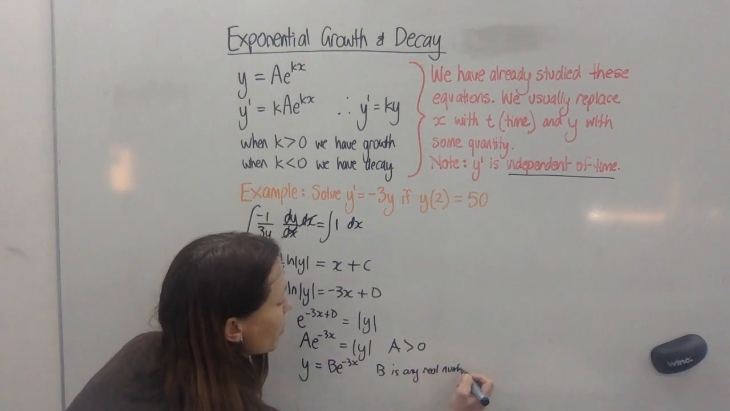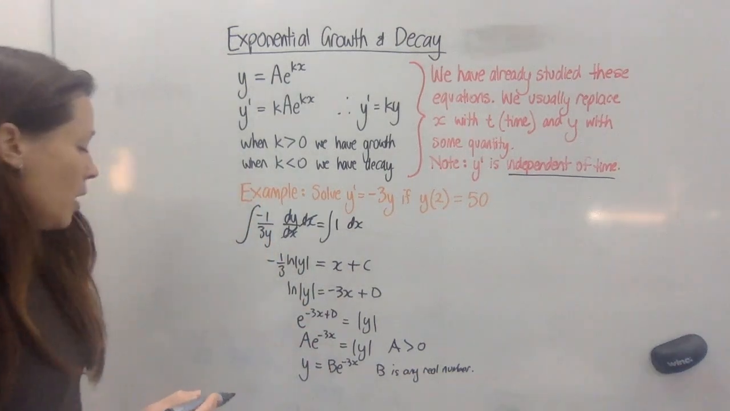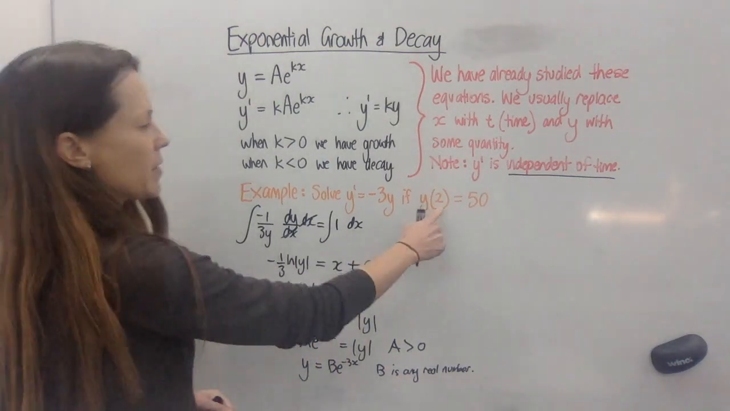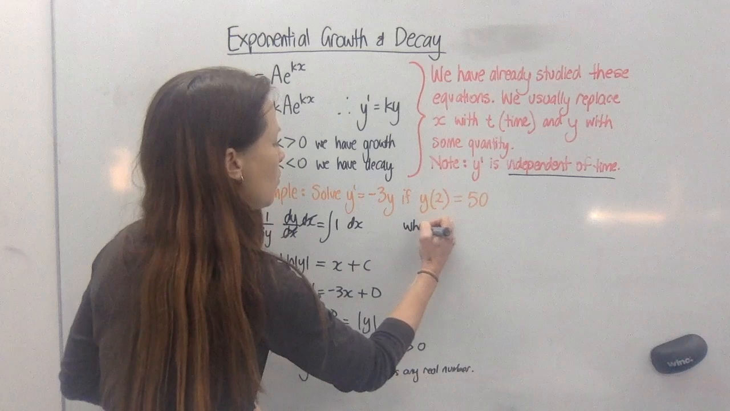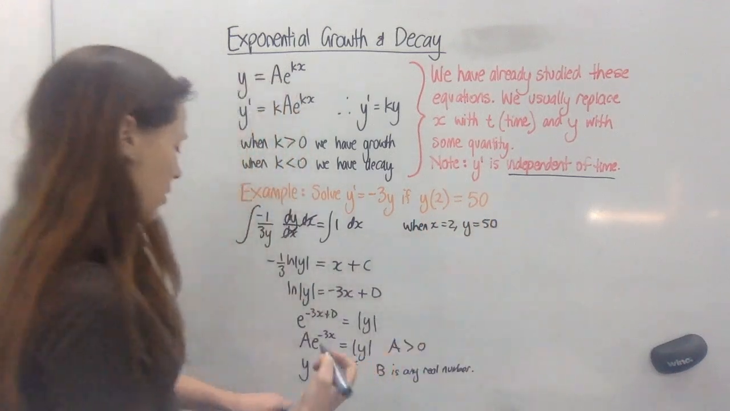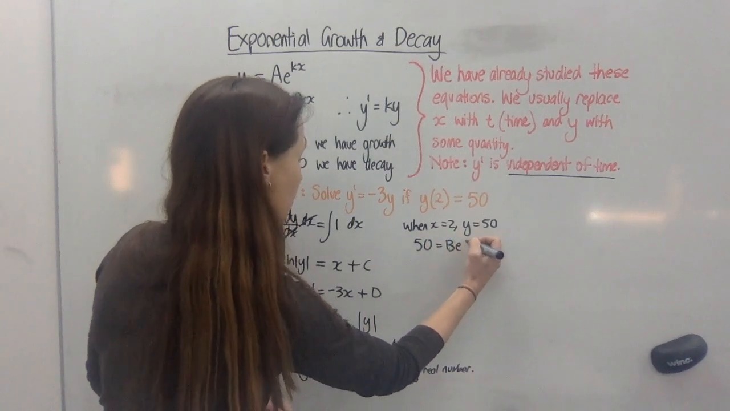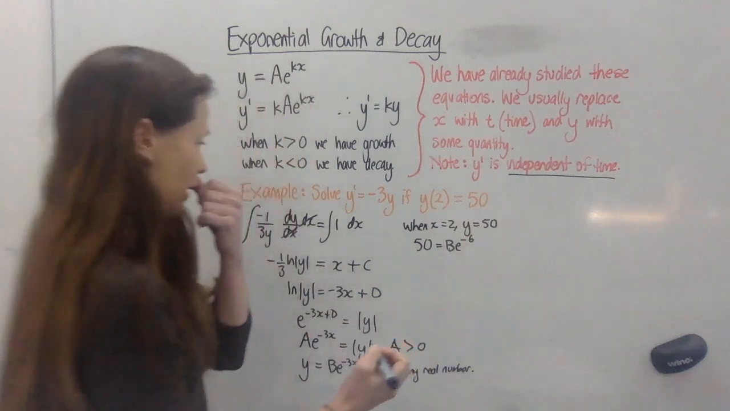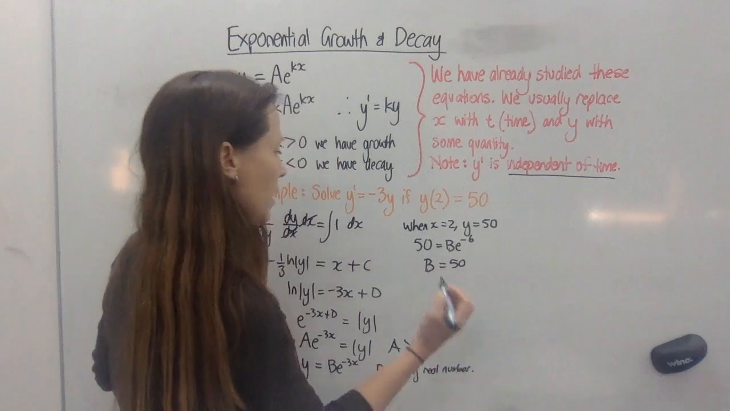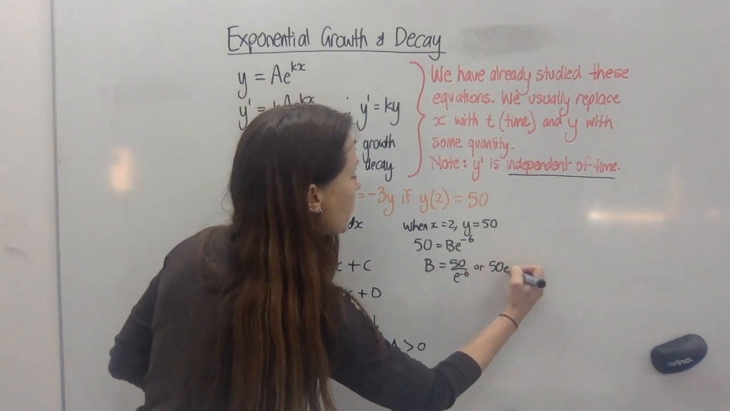And we can use a variety of ways of writing that out, or you can literally just write it. So that's our basic general solution. Now we need to say when x equals 2, y equals 50, and find our particular solution. So subbing that in, we have 50 is equal to b, e to the minus 6, which means that b is equal to 50 over e to the negative 6, or 50 e to the 6.